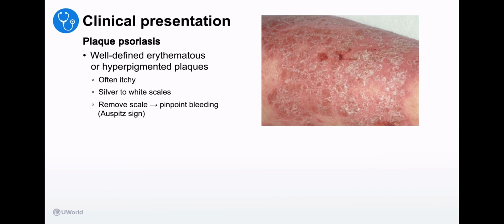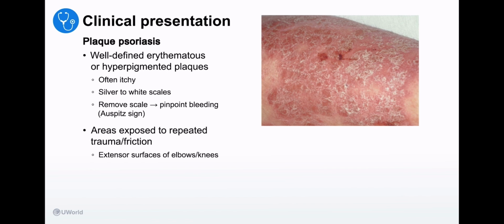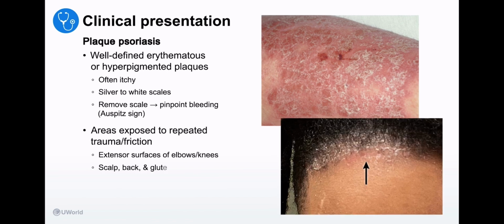The plaques tend to occur in areas that are exposed to repeated trauma or friction. The most common locations are the extensor surfaces of the elbows and knees, as well as the scalp, back, and gluteal cleft. The ability of trauma to cause a psoriatic plaque is known as the Koebner phenomenon.